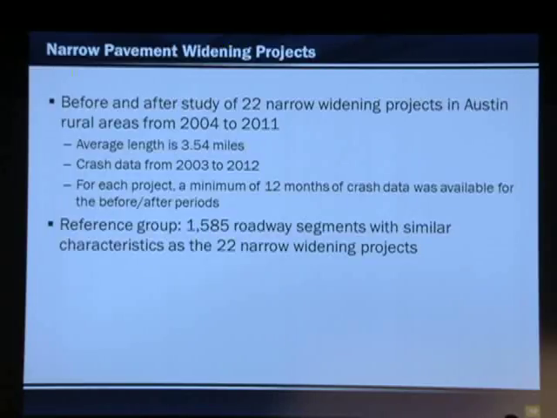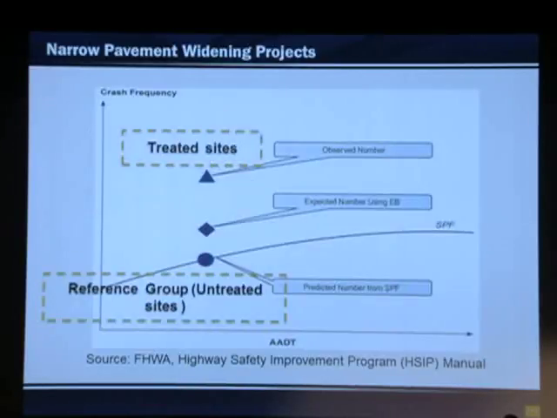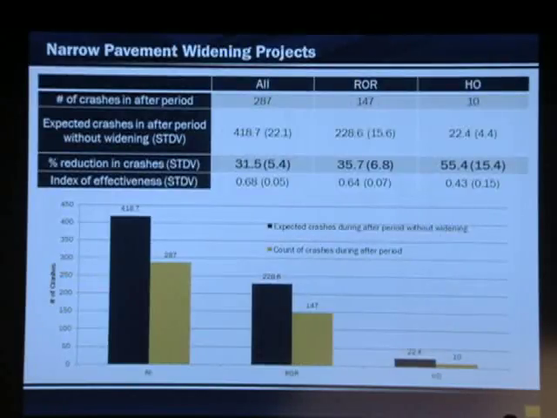So crash data was analyzed over 2003 to 2012. There was a minimum of 12 months of data. And so we had a little over 1,500 road segments that were characterized. We used this FHWA safety assessment to see the improvement before and after an observed number. And when you look at it, it's definitely worth the while to do this kind of work.